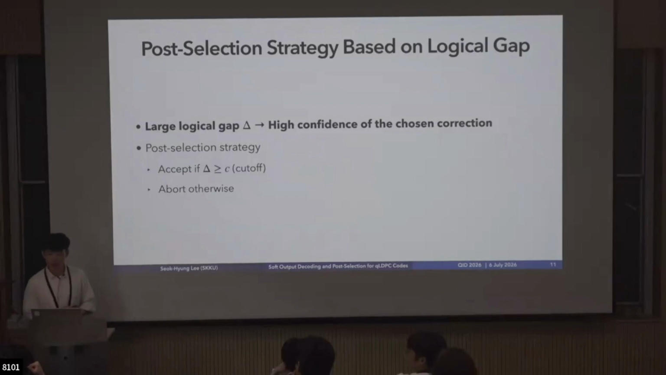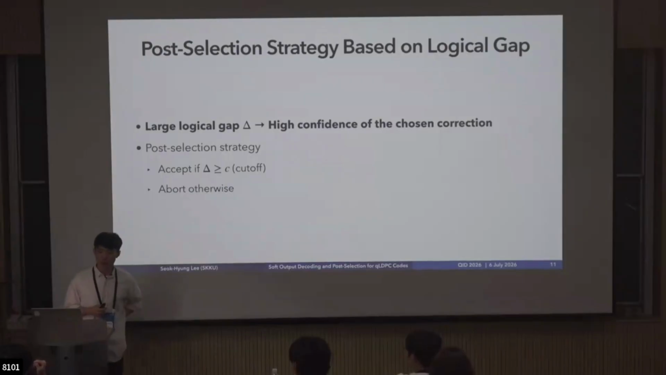Yeah, question. So when you're using an optimal decoder versus a suboptimal decoder, does the logical gap generically decrease? Is there some monotonicity of this logical gap?